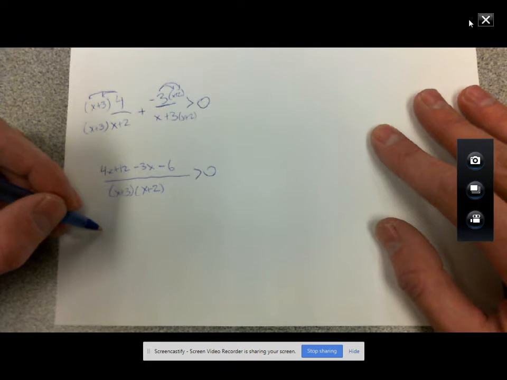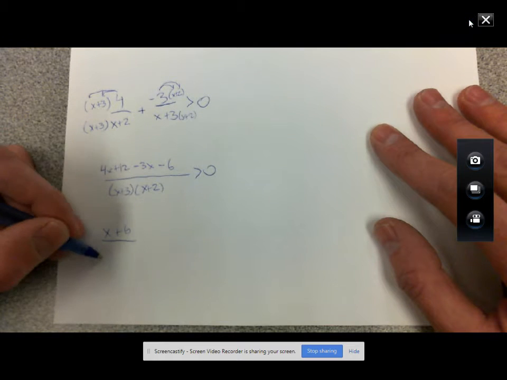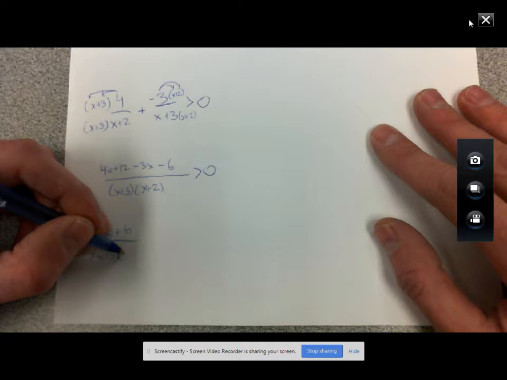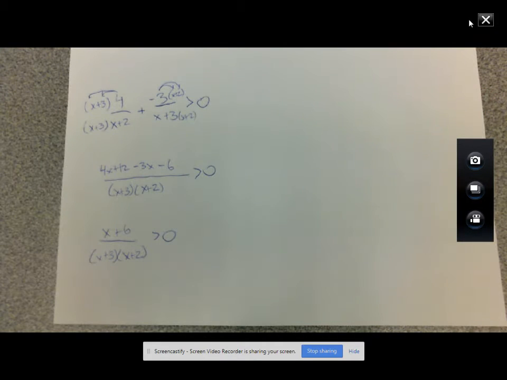In that numerator, I just get x plus 6, all over x plus 3 times x plus 2, greater than 0. So I've simplified that down. I've combined those two terms together. Now I need to figure out what values for x would give me a positive result, an answer greater than 0. So this is where I'm going to look at when this will be 0. I want it to be bigger than 0, but I want to look at when this will be exactly 0.